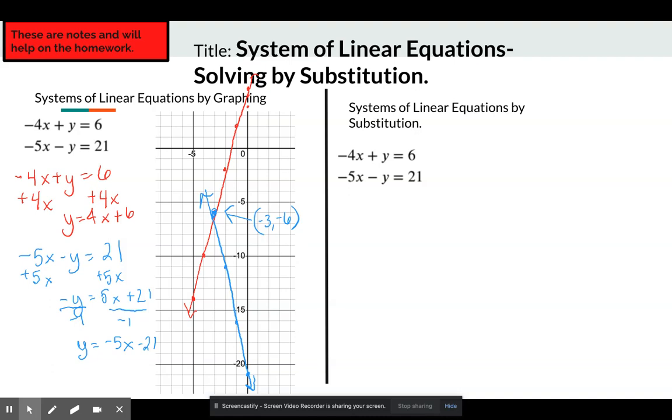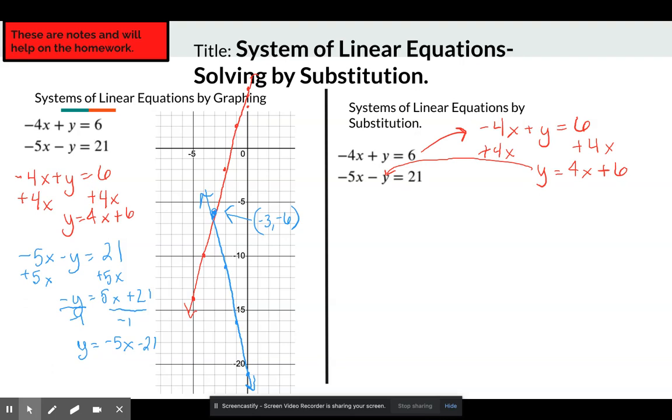All right, so how are we going to do this? Let's look. It would be so much nicer if our top equation was equal to y. So just like in graphing, we're going to add 4x to each side. Look at what I get. I get y equals 4x plus 6. Now I could just substitute this y in right there. All right, let's do that.